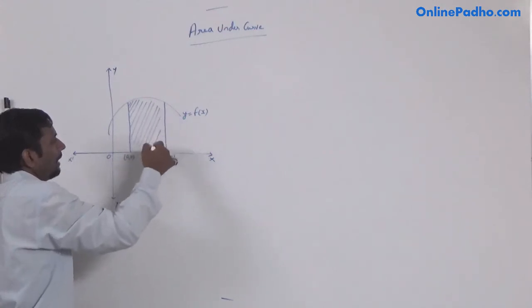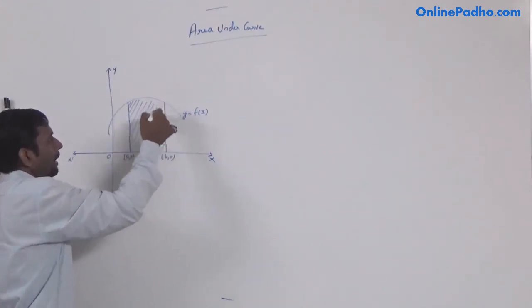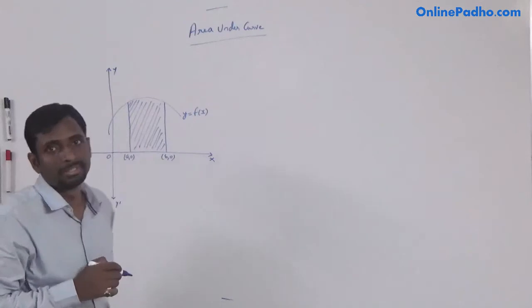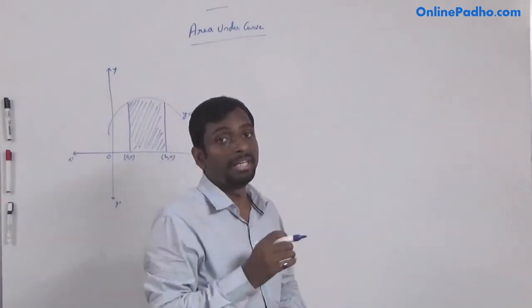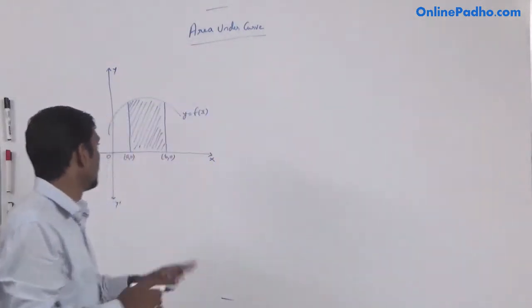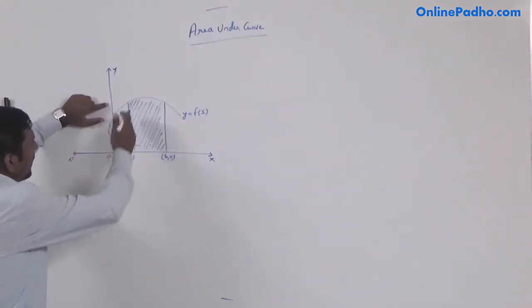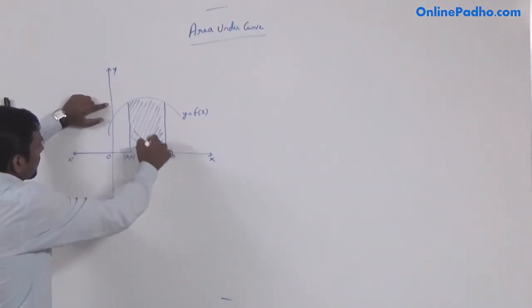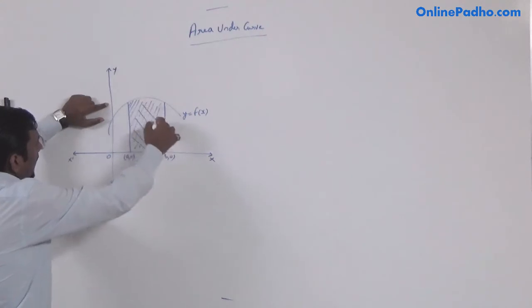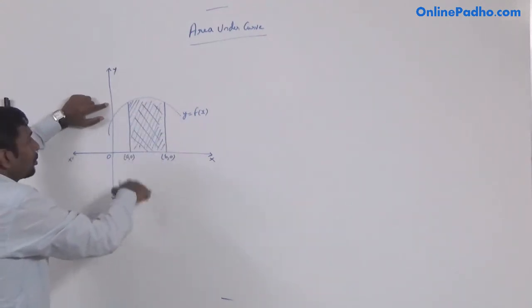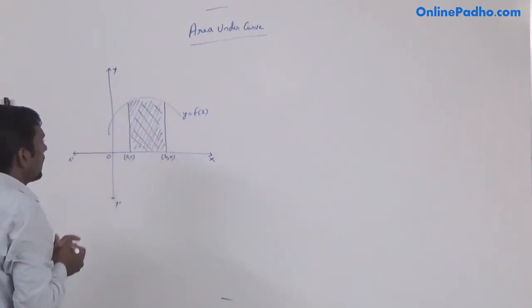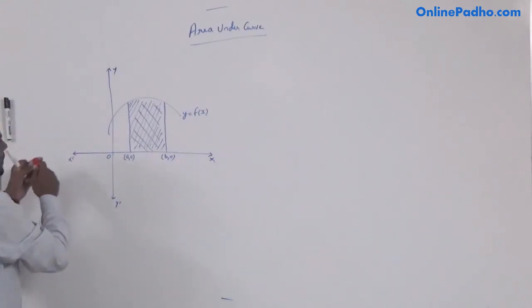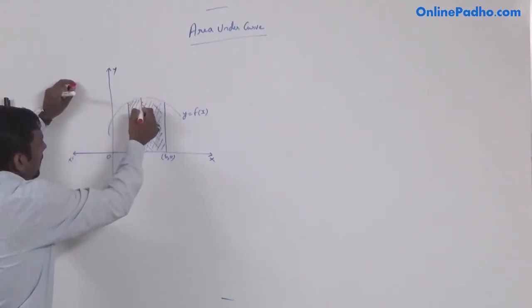Then how can we find the area? We can find the area by the integration method. Let us see, the area of this part is attached with the x-axis. So we can take a very small part on the x-axis.